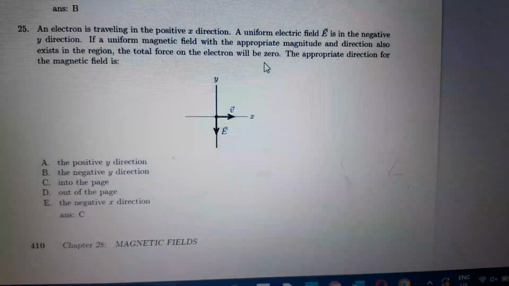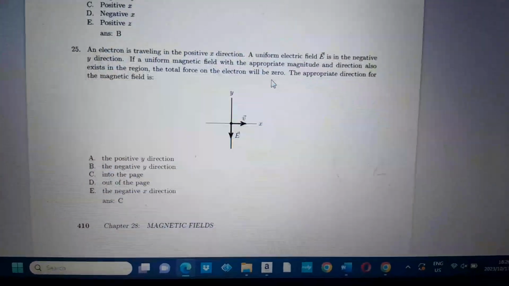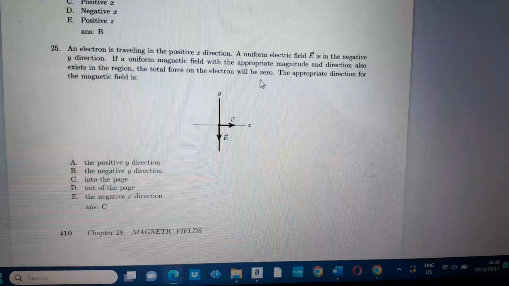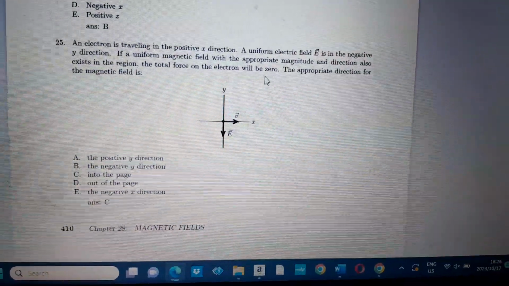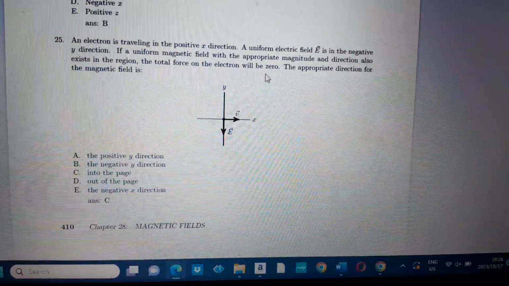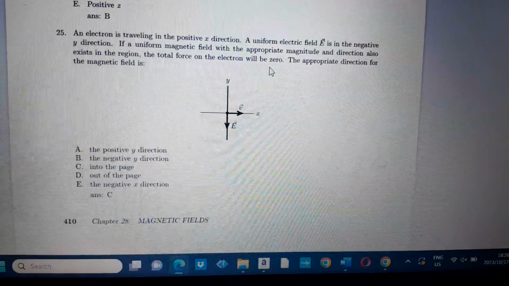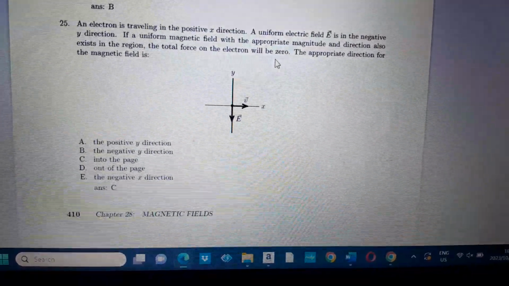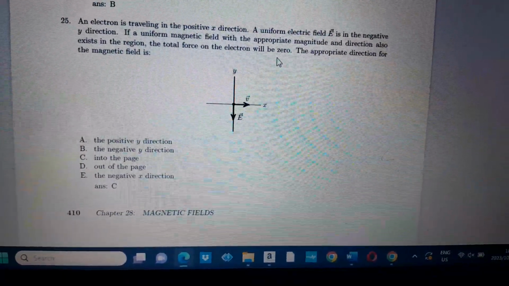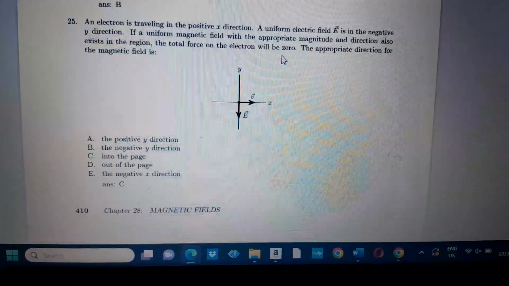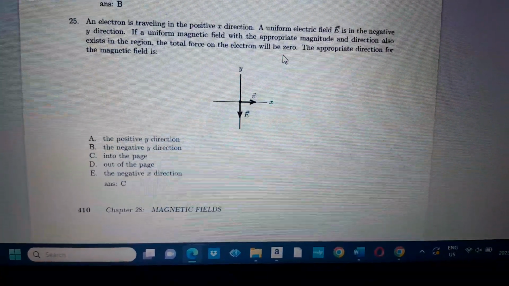An electron is traveling in the positive x direction. A uniform electric field is in the negative x direction, and the uniform magnetic field is approximately... So the answer is into the page.